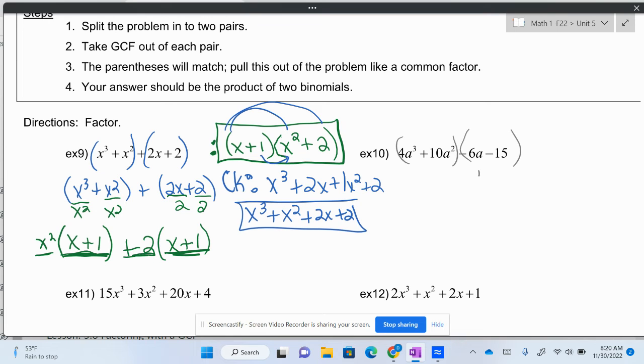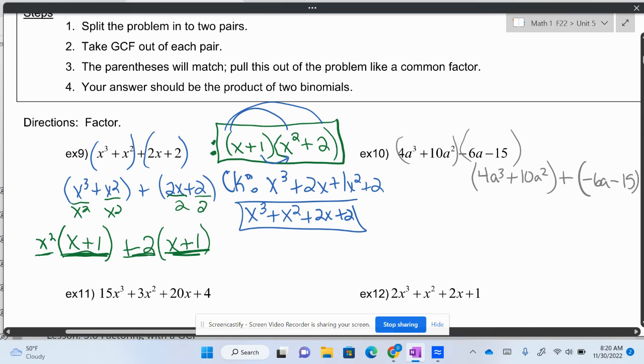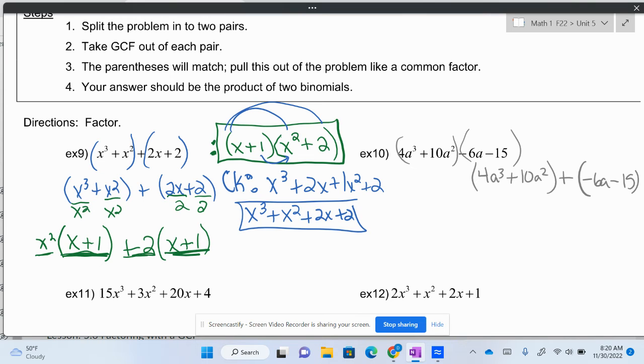Okay. So I'm going to rewrite it as 4a cubed plus 10a squared, and I'm going to write plus a negative 6a minus 15. Notice that remember that the term includes the sign in front of it, right? So that negative goes with the 6, but I'm joining them with a plus because plus a negative is the same thing as minus. Yes, good job.